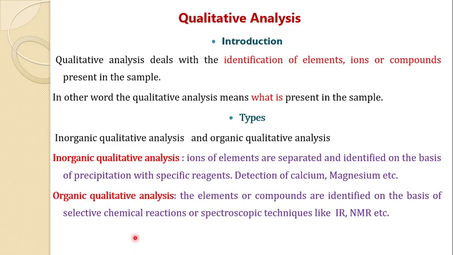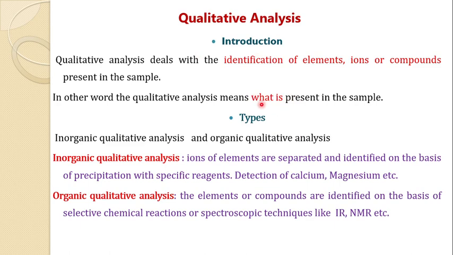Further, if an acid is present, then go for the next analysis: which type of acid is present. Maybe by using a spectroscopic technique, you get the IR. From that IR, you get the stretching frequency of the carbonyl group, ester group, like this, or NMR also. So these are the types of qualitative analysis. Qualitative means quality, that is, what is present in the sample. These are the important terms.